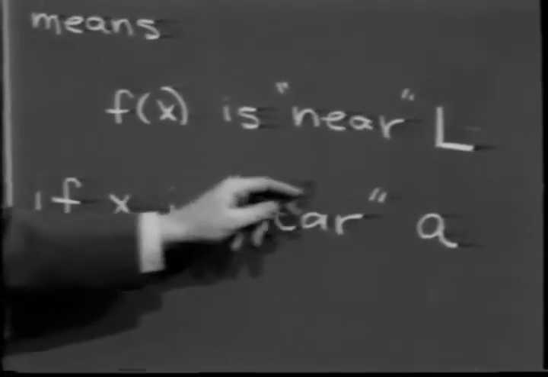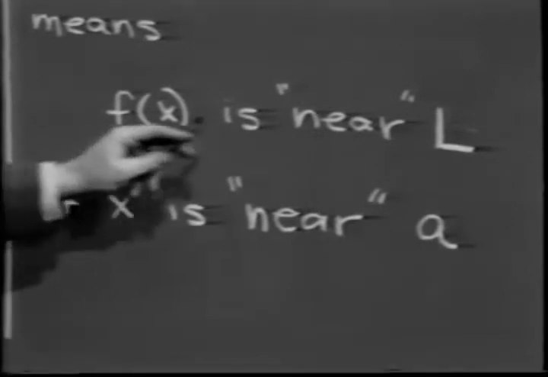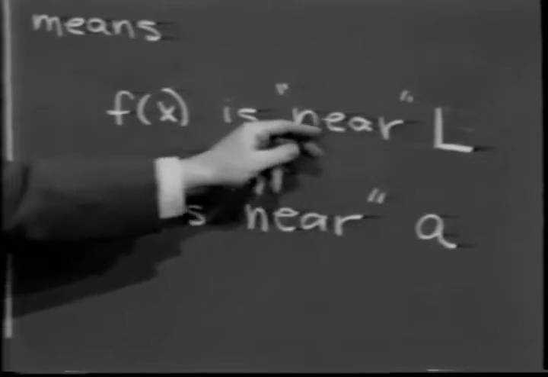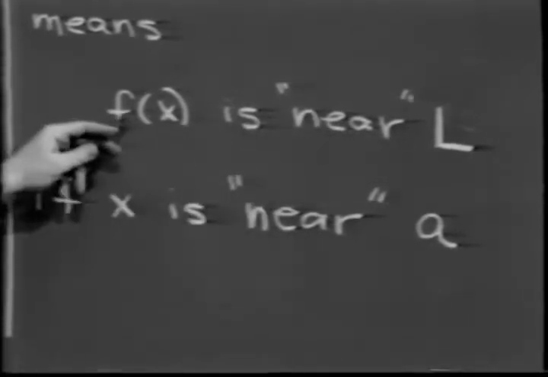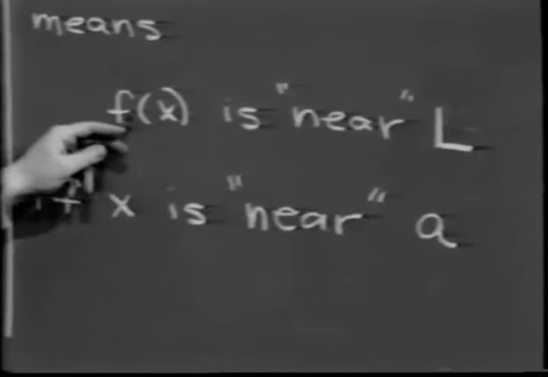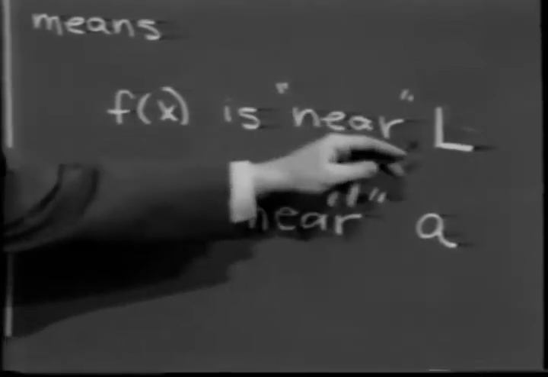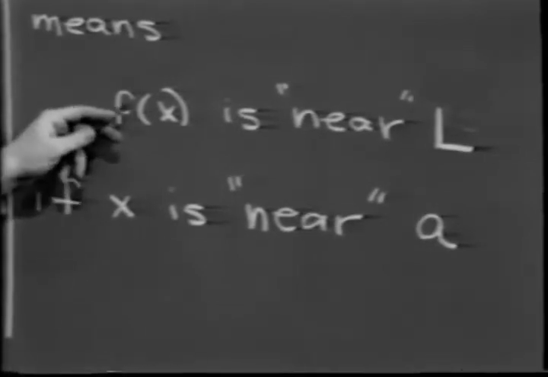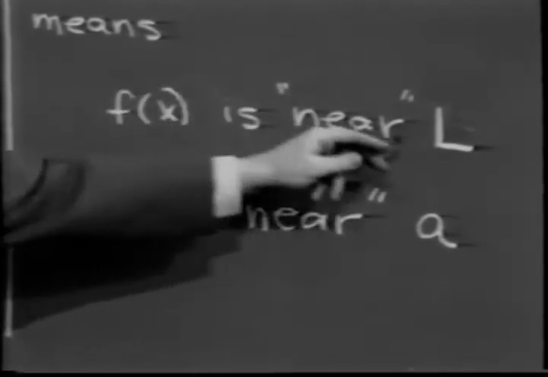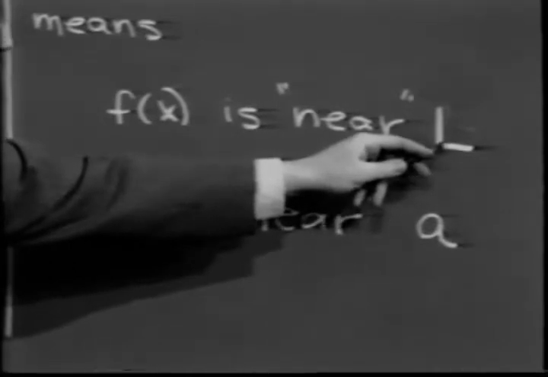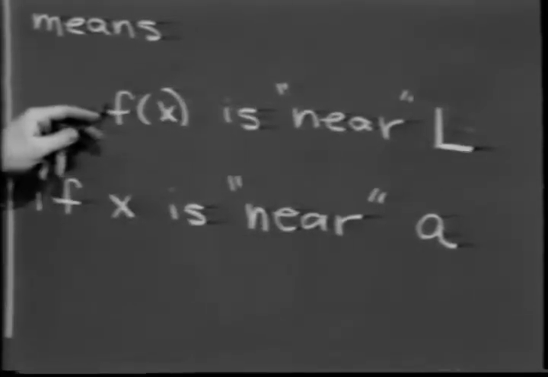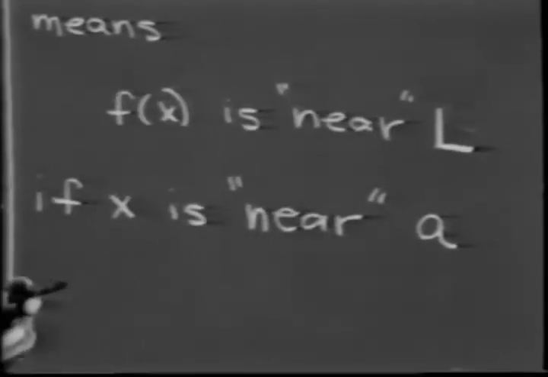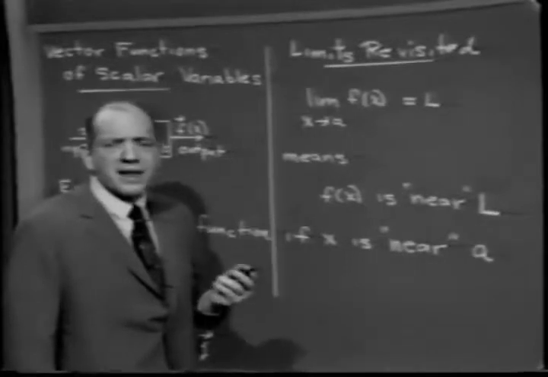I've written the word near in quotation marks here to emphasize that we were using a geometrical term to emphasize an arithmetic concept, namely to say that f of x was near L, where f of x and L were numbers, meant quite simply that the numerical value of f of x was very nearly equal to the numerical value of L. And that's the same as saying what? That the absolute value of the difference, f of x minus L, was very small.